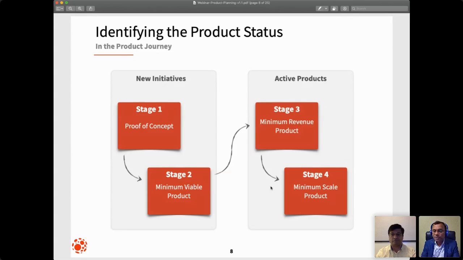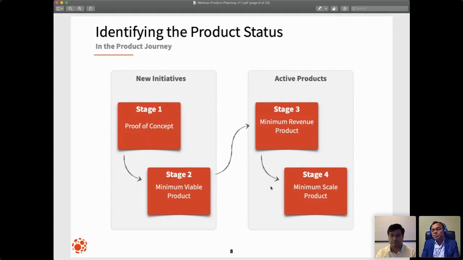What's the minimum revenue product? This is what customers are actually willing to pay money for. Hey, you know what? I'm actually going to put it to real use. I actually will change my working behavior, my workflow, or whatever I need to do, and plug this into my process. I'm willing to pay for it. If it is a subscription of $100 a month per seat, or if it is one time $2,000, whatever it is, I'm willing to pay to use that.